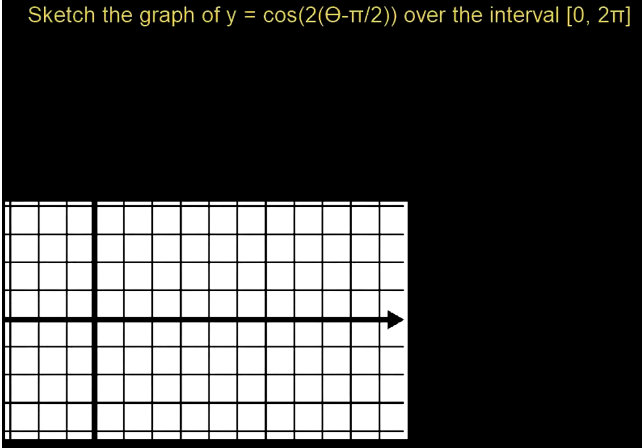Okay, so in this video we are going to sketch the graph of a trig function, and our function here is cosine of 2 times the quantity theta minus pi over 2, over the interval 0 to 2 pi.